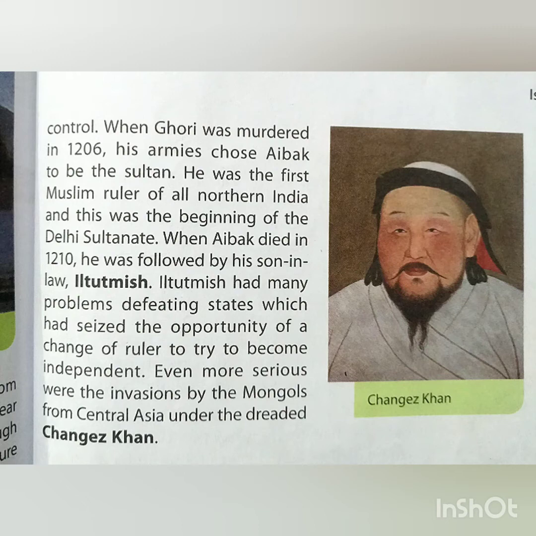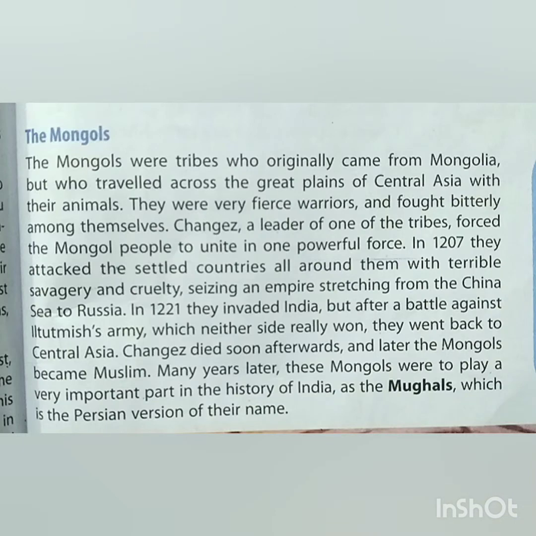But after that, when Aibak died, the next ruler was Iltutmish, who was his son-in-law. But he had faced so many problems in defeating the states. After that, there were some serious invasions by the Mongols from Central Asia under the rule of Genghis Khan. Now, talking about the Mongols, they were the people who came from Mongolia, but they became the Mughals of India later on, which is a Persian version of their name.